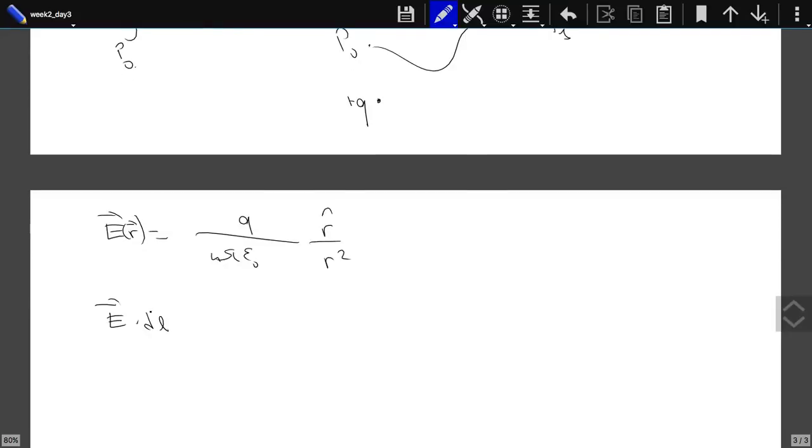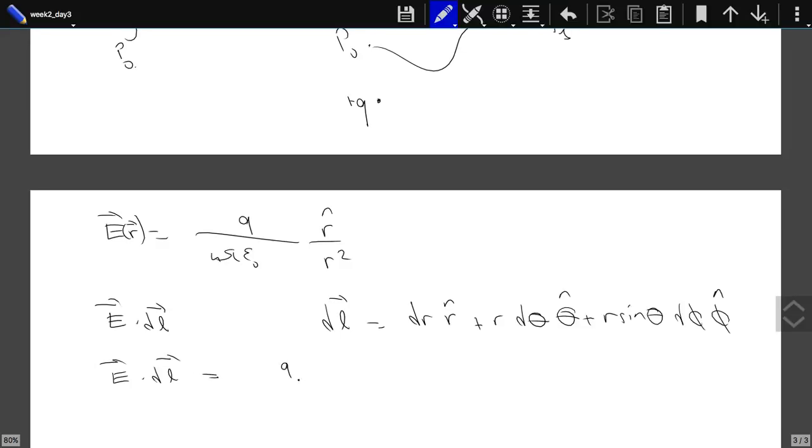Now we are going to evaluate E dot dl. And dl in spherical coordinates we can write as dr in the radial direction plus r d theta in the theta hat direction plus r sine theta d phi in the phi hat direction. This is our dl. E dot dl is then just q over 4 pi epsilon 0 dr over r squared.